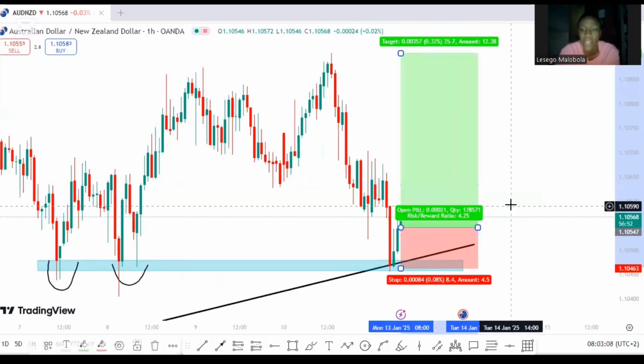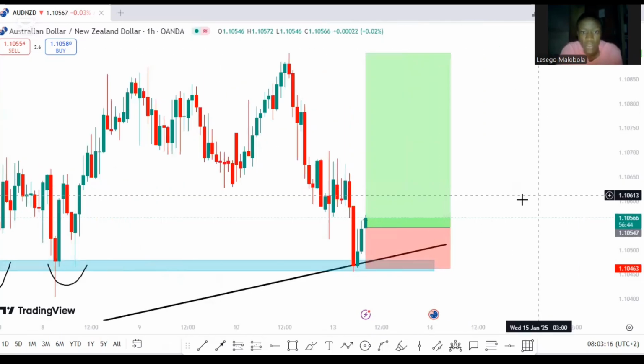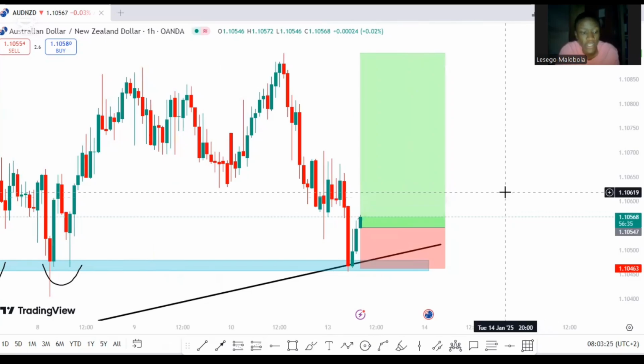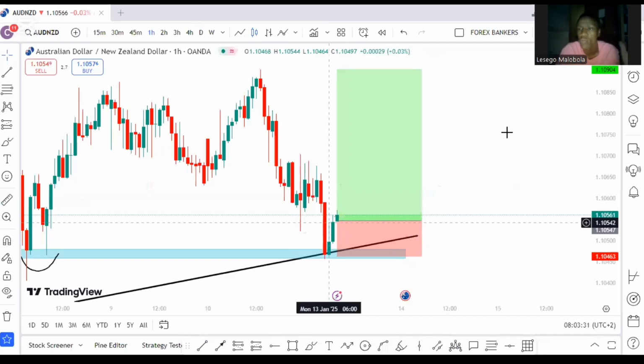I'm actually gonna update members in my group about this setup, because wow, guys, this is actually a lovely setup, and I'm just gonna put this one inside my journal. So let me just screenshot this one so I can journal it too, you understand me? Because this is a lovely entry point, guys. We have a nice inside bar, which is also confirmed, right?